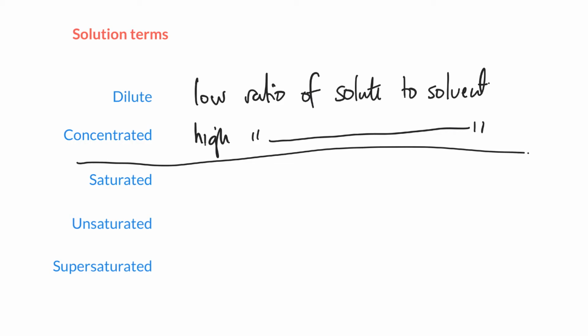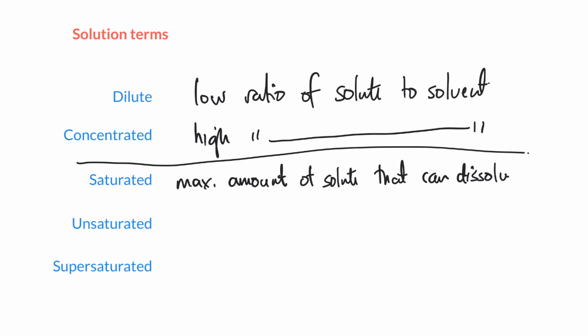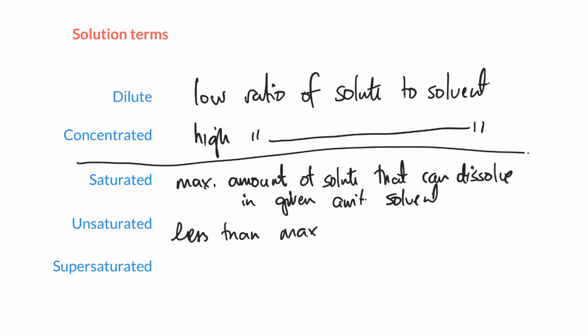And saturated means that there is the maximum amount of solute that can dissolve. So max amount of solute. I didn't win any awards for handwriting, I'm afraid. That can dissolve in a given amount of solvent. So given amount of solvent. And unsaturated just means that there is basically less than the maximum amount. So you could dissolve more if you like.